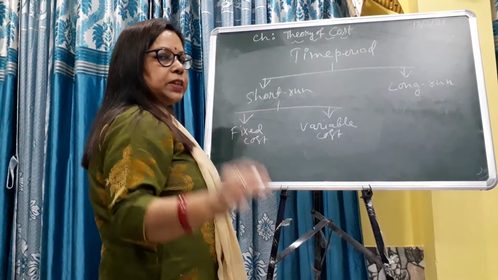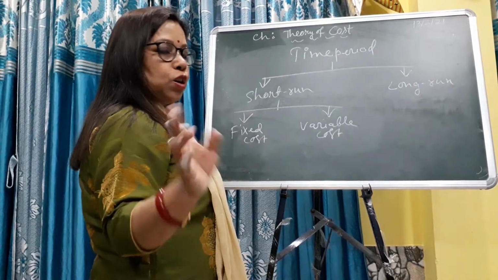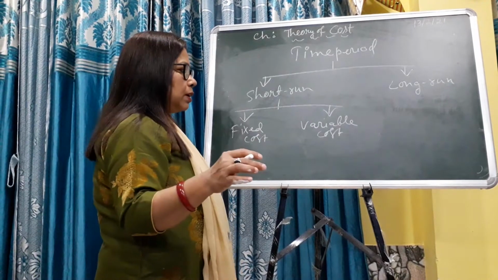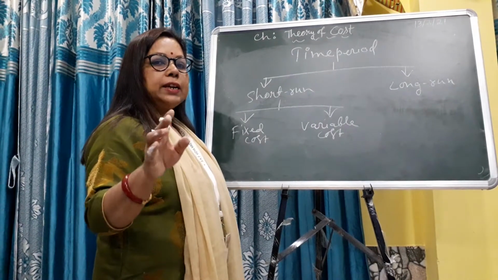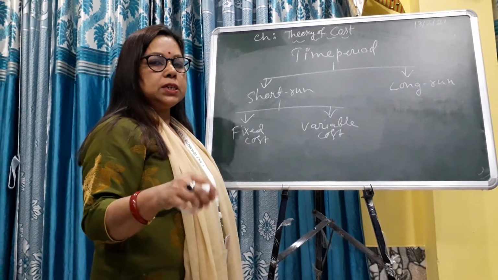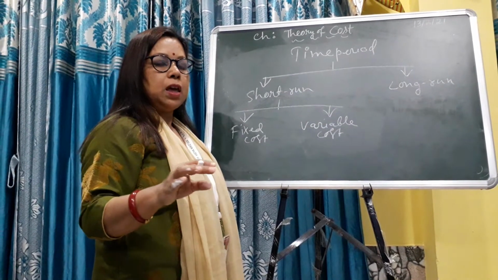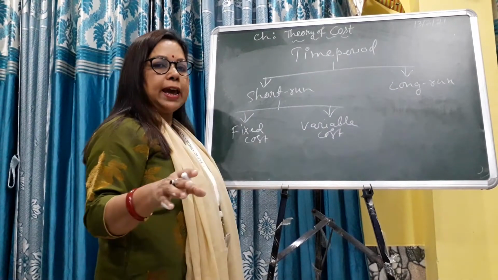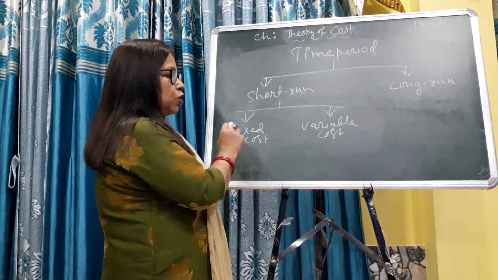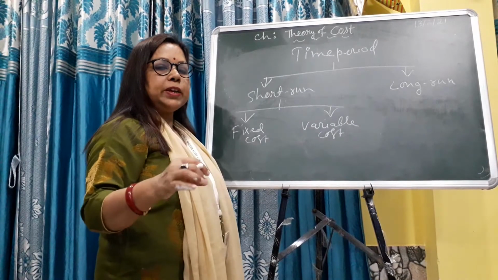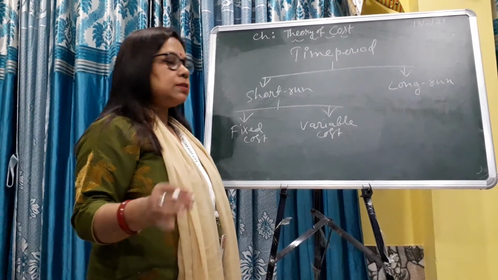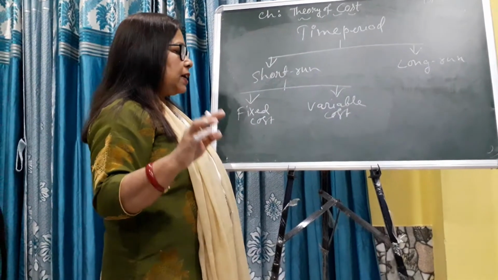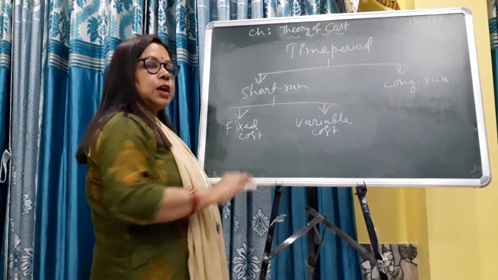Short run means short period. In the short period, two types of cost: fixed cost and variable cost. In the production chapter, I also said that there are two types of factors in the short period: fixed factor and variable factor. Fixed factor means land. When we pay the rent for land, it is known as the fixed cost. And when we pay wages to laborers, it is known as a variable cost.